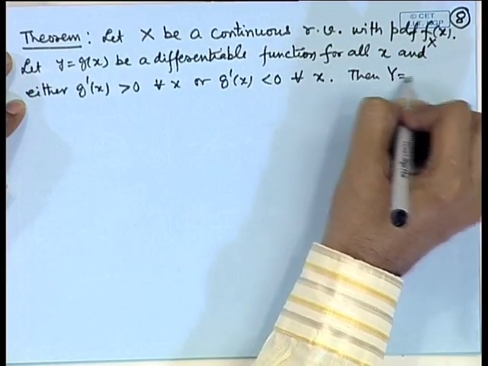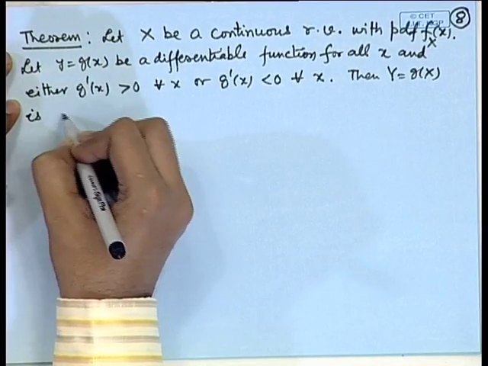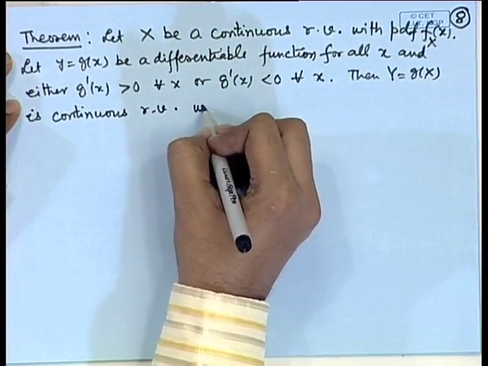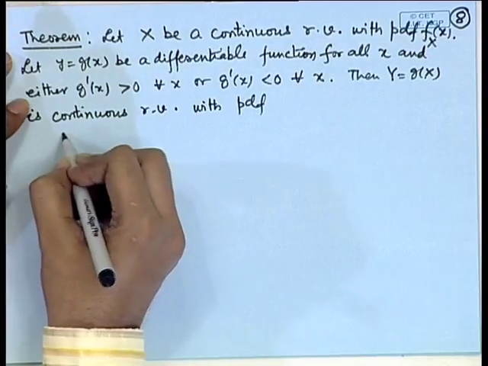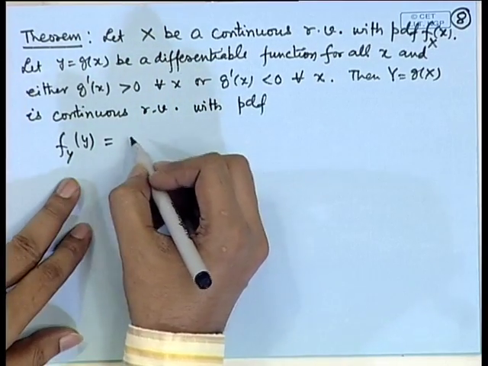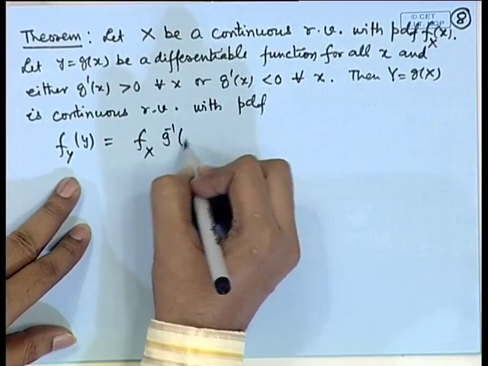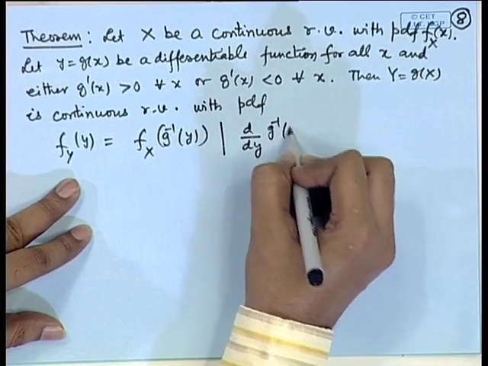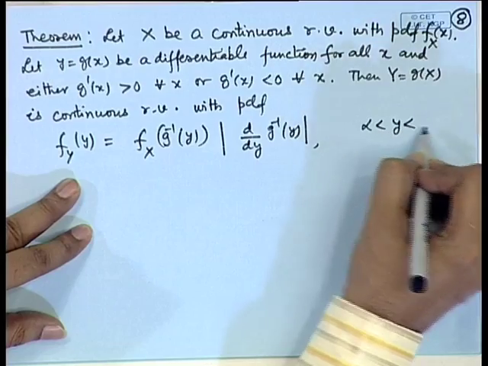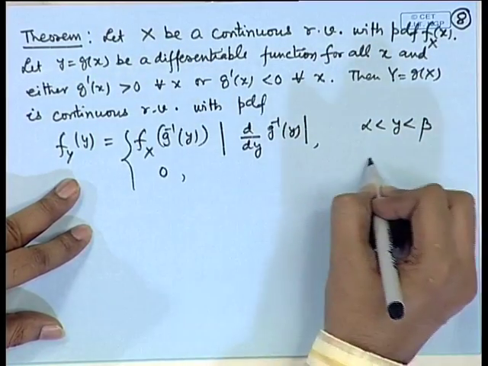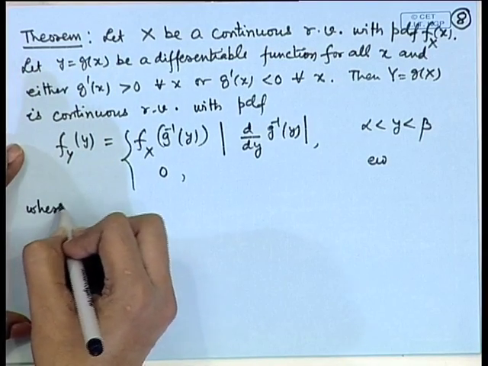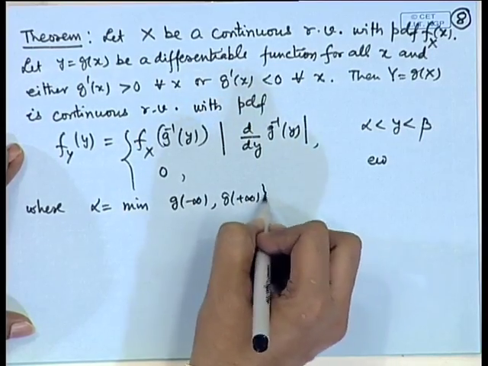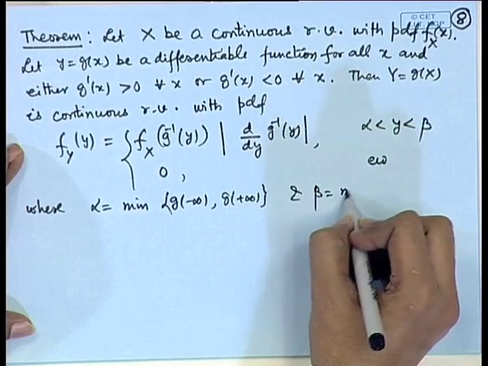Then Y = g(X) is a continuous random variable with PDF given by f_Y(y) = f_X(g^{-1}(y)) multiplied by the absolute value of d/dy g^{-1}(y) over the range alpha to beta, and 0 elsewhere, where alpha is the minimum of g(-infinity), g(+infinity) and beta is the maximum of the same.